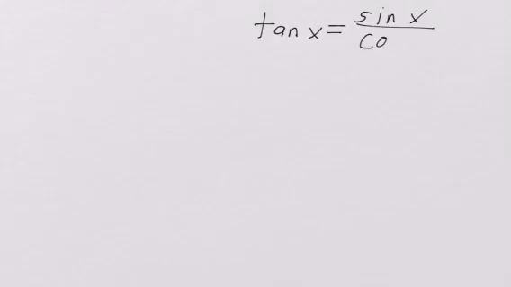So the first thing we're going to remember is the quotient identity: the tangent of x is equal to the sine of x over the cosine of x. So we'll go ahead and go with y equals here, indicating that we're graphing the tangent.